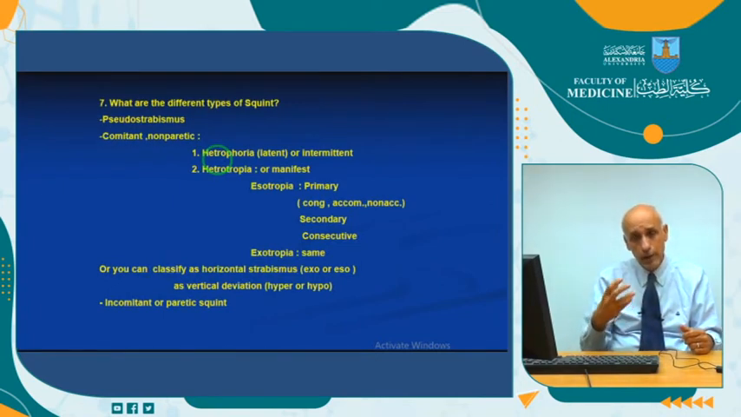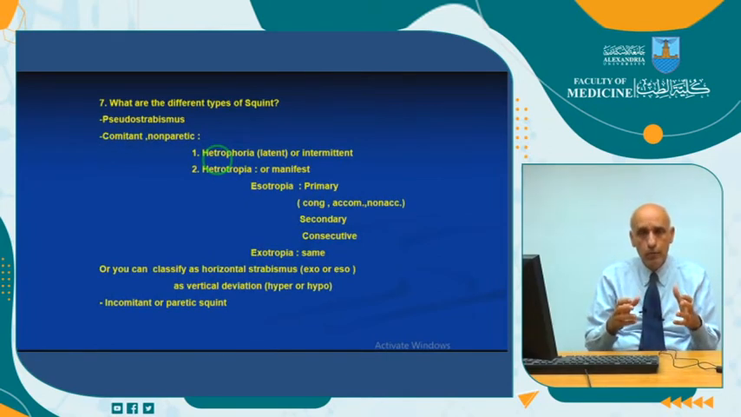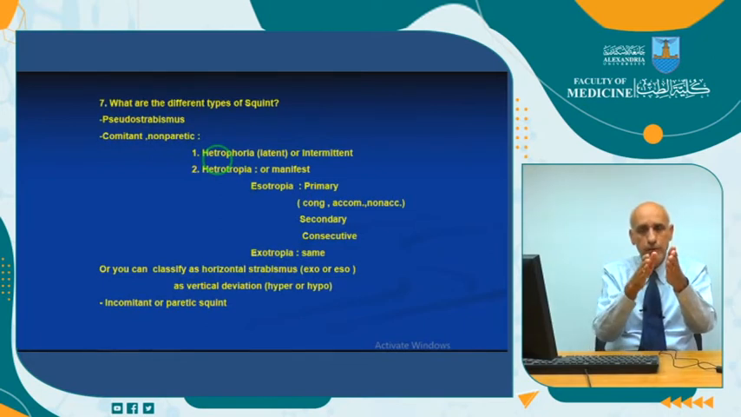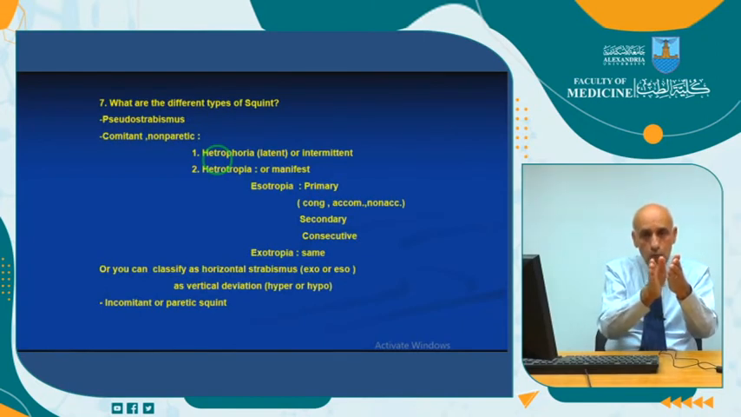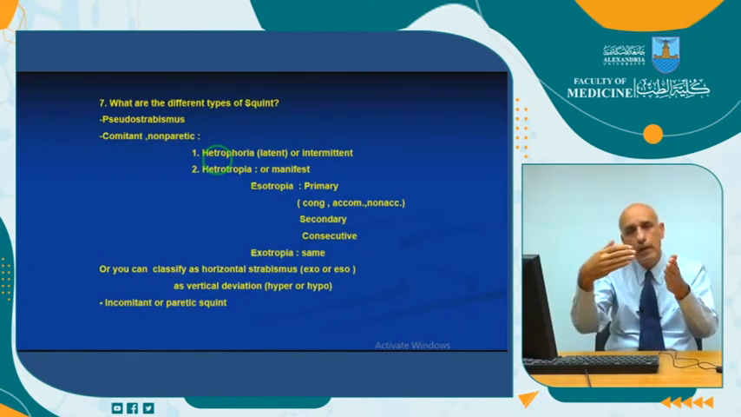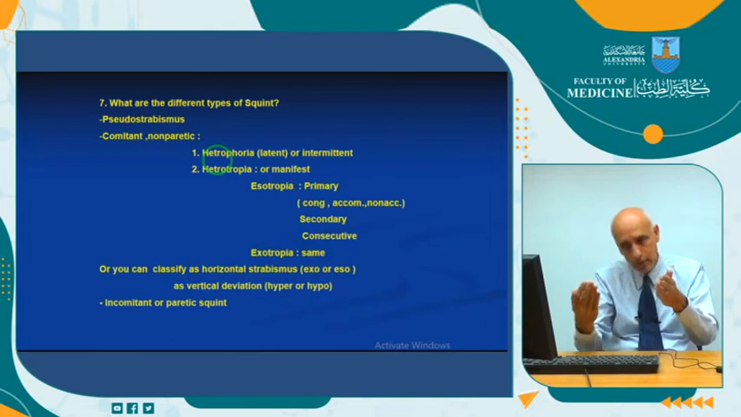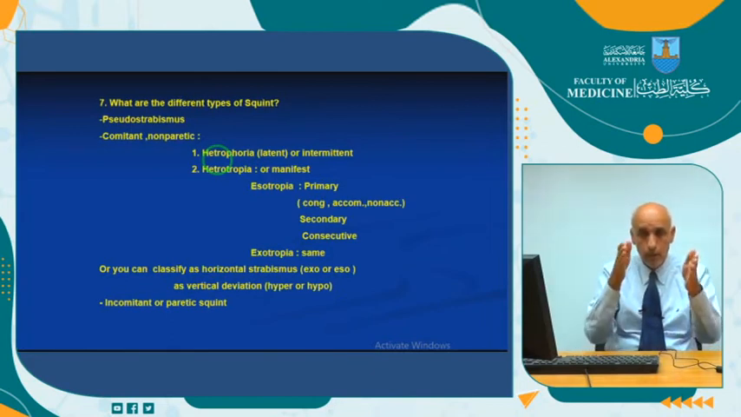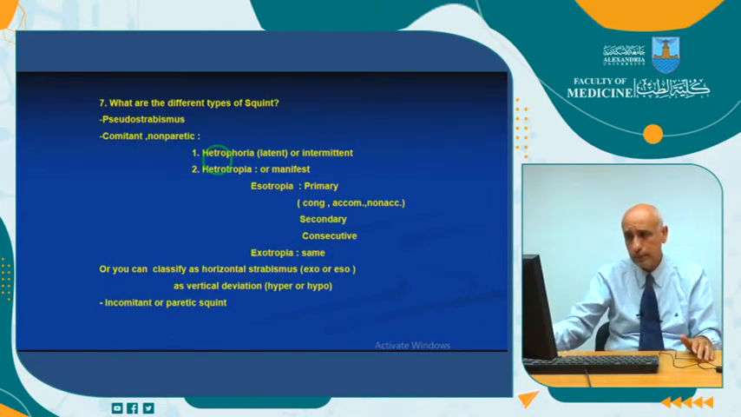Then we'll shift to another form, which is true squint. That means a child will come to you, and when you look straight at the eyes, you'll find one eye straight and the other eye shifted, either inward or outward. If it is shifted inward, we call it esotropia. If it is shifted outward, we call it exotropia. For the inward shift, we have primary, which is either congenital or accommodative.